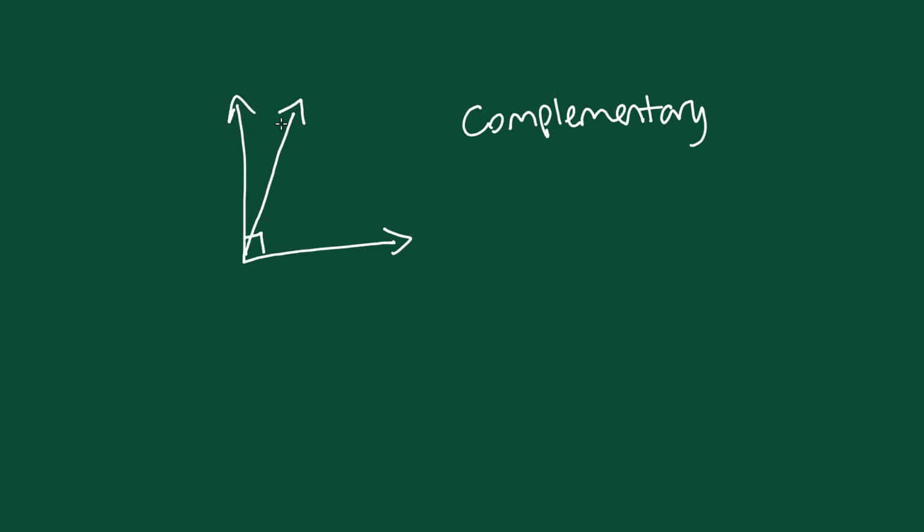So if this angle right here were 33 degrees, and you wanted to find this angle right here, well, it would be pretty easy. If they're complementary, they add up to 90. So to figure out the yellow, let's just do 90 degrees minus 33 degrees. So 90 minus 33 would be 57 degrees. So the yellow part would be 57.